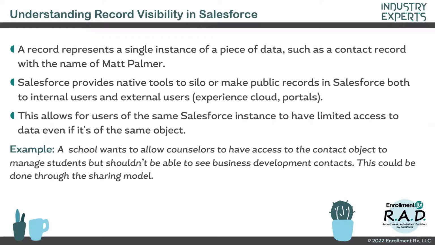An example of this could be having separate partner contacts for B2B purposes from your applicant contacts. Counselors would need the ability to view and potentially edit student contact records, but at the same time, the partner contact should remain hidden from them, and they shouldn't be able to see it even though it lives on the same contact object.